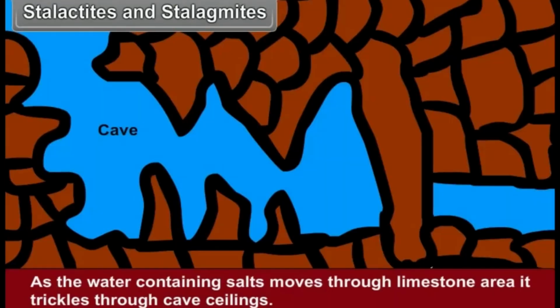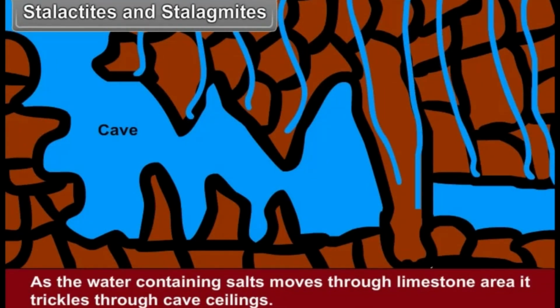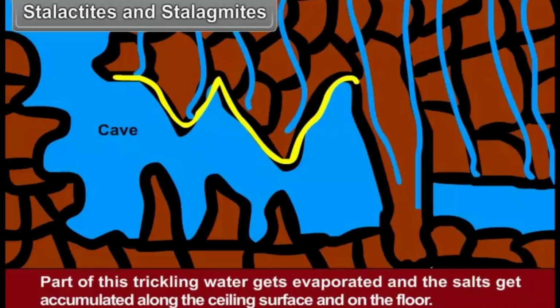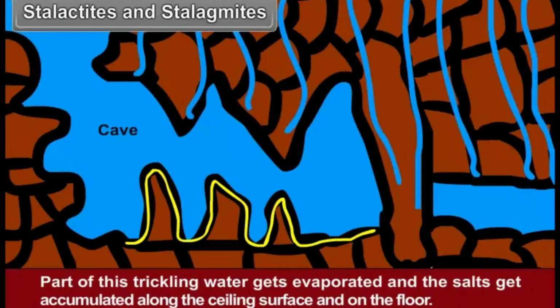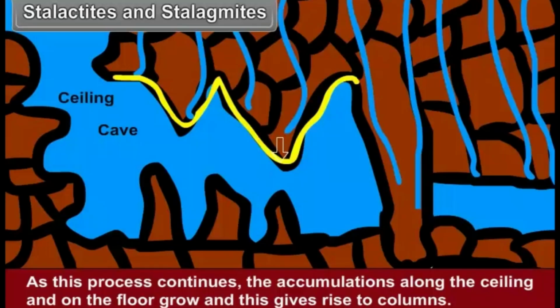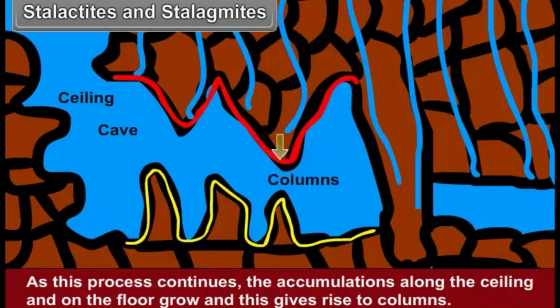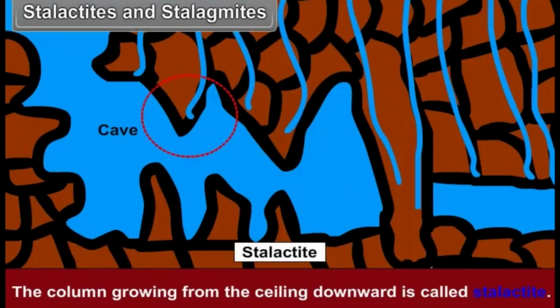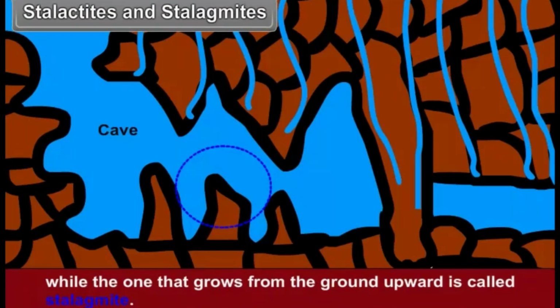Number 3. Stalactites and stalagmites. As the water containing salts moves through limestone area, it trickles through cave ceilings. Part of this trickling water gets evaporated and the salts get accumulated along the ceiling surface and on the floor. As this process continues, the accumulations along the ceiling and on the floor grow, and this gives rise to columns. The column growing from the ceiling downward is called stalactite, while the one that grows from the ground upward is called stalagmite.